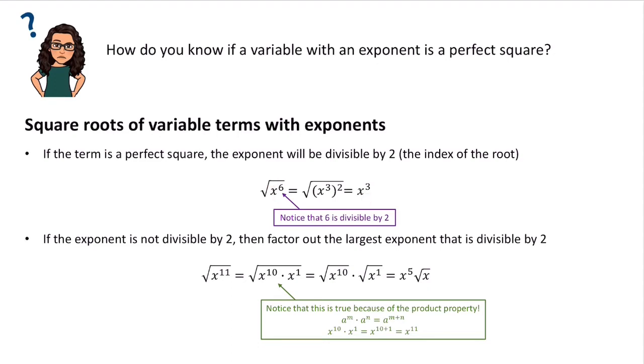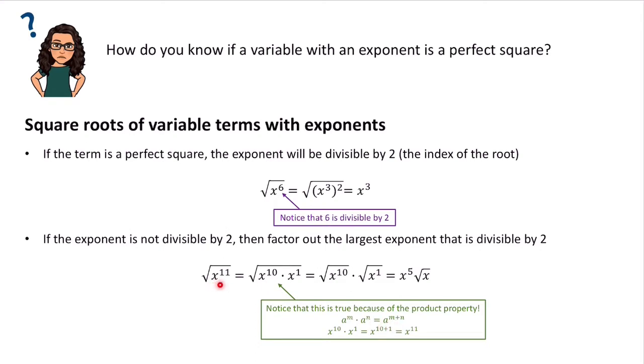If the exponent is not divisible by 2, then what you have to do is factor out the largest exponent that is divisible by 2. So for example, if we have x to the 11th, so the next biggest number that's divisible by 2 is going to be x to the 10th, right? Because 10 plus 1 is going to give me 11, right? Because the product property tells us that if you're multiplying 2 terms with the same base, you add the exponents.